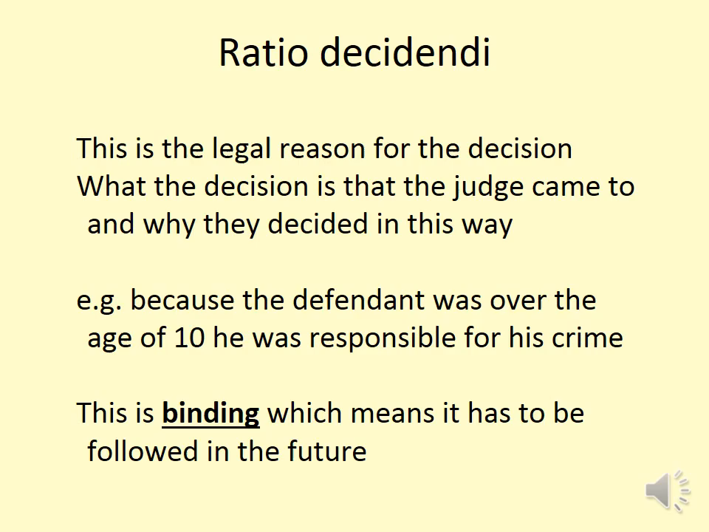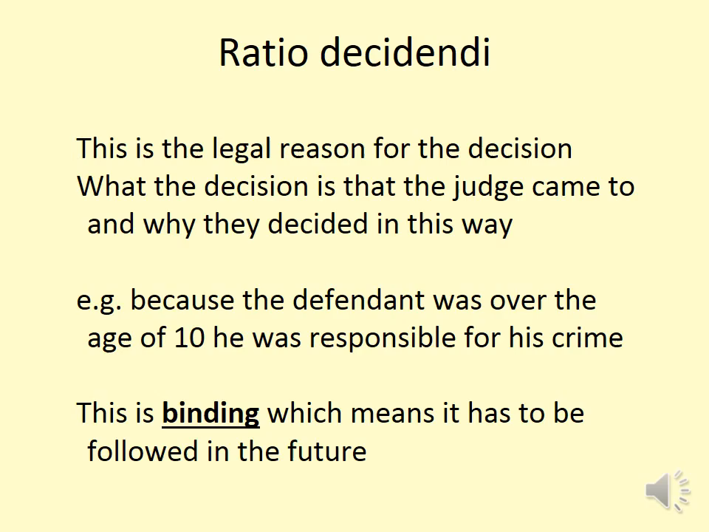So ratio decidendi, in a bit more detail, is the legal reason for the decision. It's what the decision is that the judge came to and why they decided in this way. And it's to do with the particular matter in hand. So I've given you the example: the ratio decidendi of a case could be, because the defendant was over the age of 10, he is responsible for his crime. And as we said, it's binding, so it has to be followed.